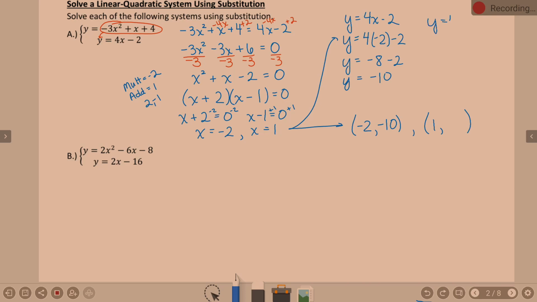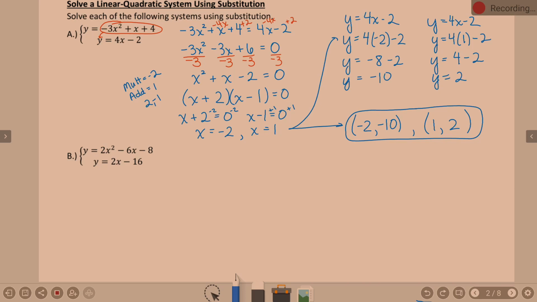y equals 4x minus 2. So 4 times 1 minus 2. 4 times 1 is 4. 4 minus 2 is 2. And so I have an answer of 1 comma 2. Okay? 2 ordered pairs.